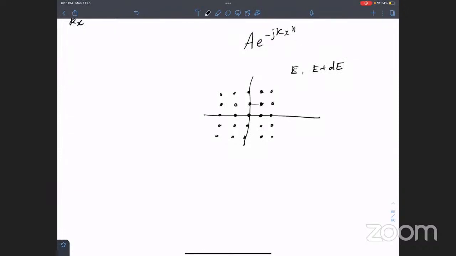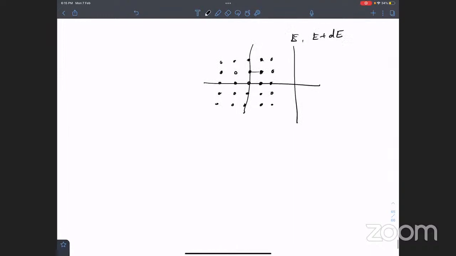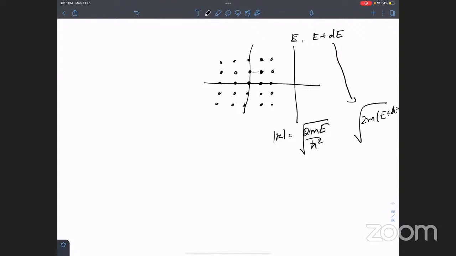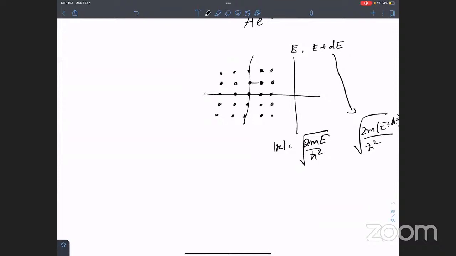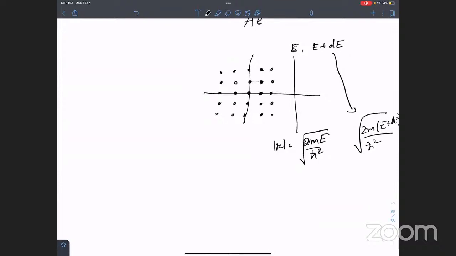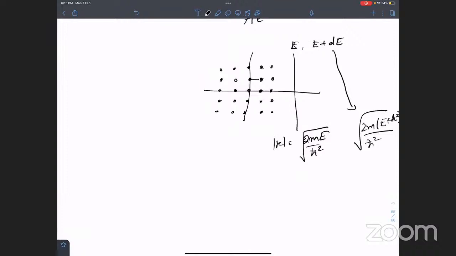If it has an energy E, then what is going to be the mod k for that? It's going to be the square root of 2mE by h bar squared, right? And if it has energy E plus dE, then its mod k will be the square root of 2m(E plus dE) by h bar squared. So how do I choose all the states whose mod of k is between this number and this number?